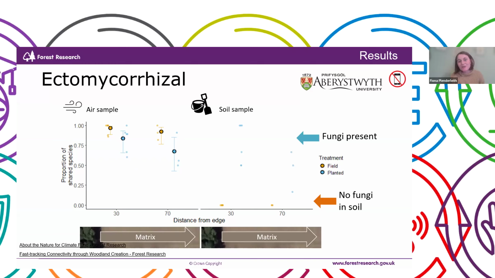But when we look at the soil, we see absolutely no fungi in the field. And we see those ectomycorrhizal fungi starting to establish in that planted woodland. And in some sites, we got up to 100% of the species shared between those two sites. So that planted woodland is clearly having some biodiversity value for those ectomycorrhizal fungi. And we looked across different functional groups and found similar results, but I just didn't have time to go into every group. Next slide.